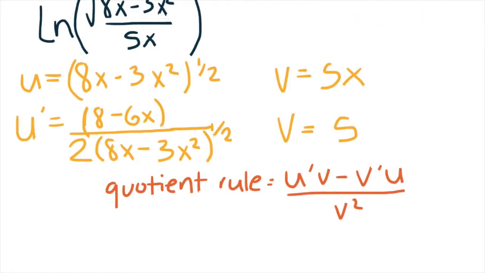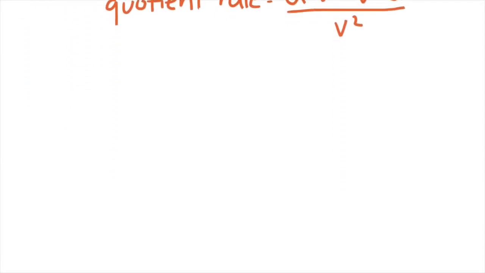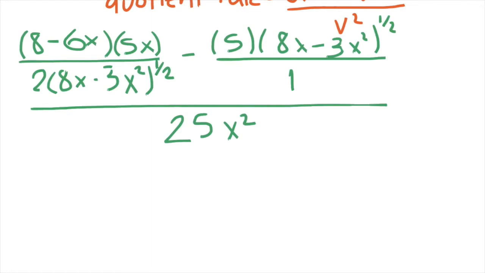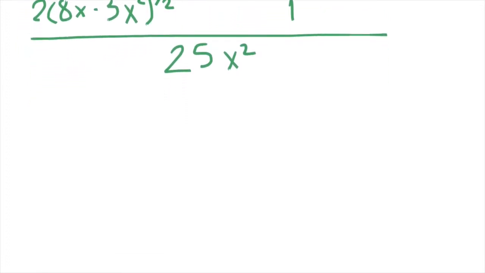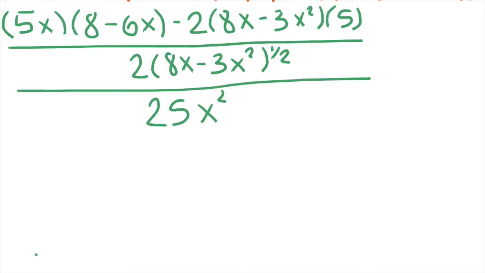So in here, we just have to plug in the variables u, u prime, v, and v prime in the quotient rule equation. It should look like this. Then we find a common factor between the two terms in the numerator so we can simplify the equation. So this is how the equation looks like with a common denominator.